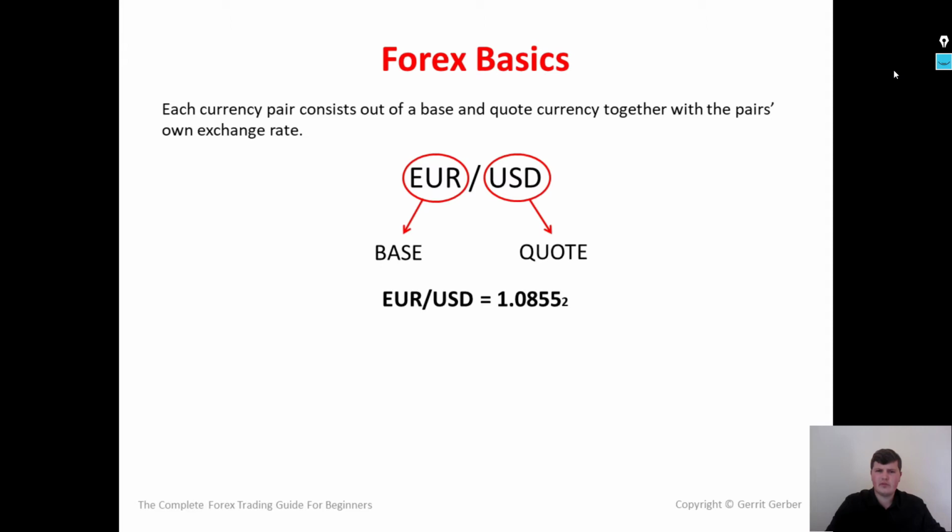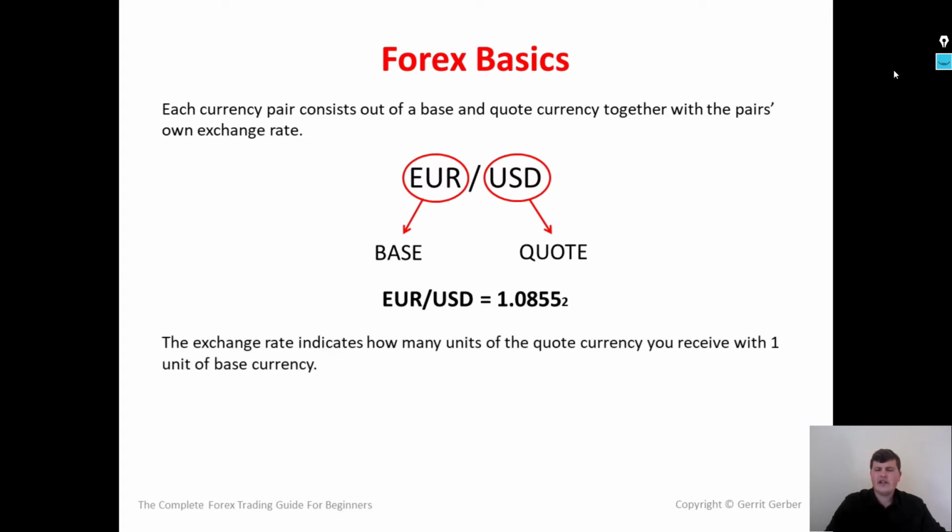For example, the 1.08552 is the Euro USD's exchange rate at that specific time. And remember, this exchange rate is changing continuously during the day when the forex markets are open, and in essence that is what you'll be trading. You can either expect the exchange rate to increase and you can buy the euro against the dollar, or you can expect the exchange rate to decrease and you can sell the euro against the American dollar.